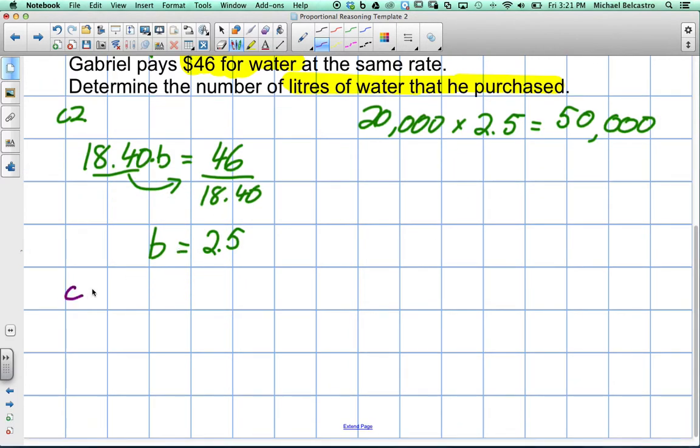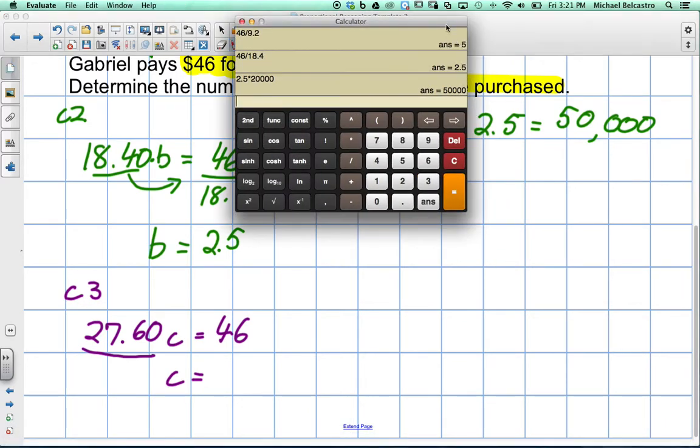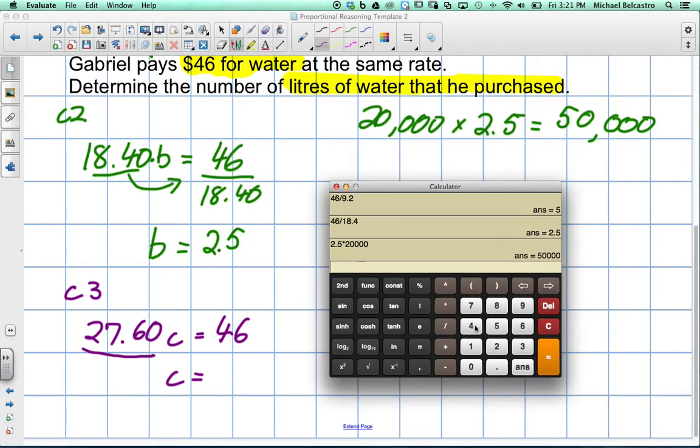So, customer 3, $27.60 times C is equal to 46. So all we're doing is the same thing over and over again. We already know that this value here, the coefficient in front of the C, that's what we have to divide our constant on the other side by. So instead of moving everything over, I'm just going to put it straight into our calculator. So you've already seen this process twice.